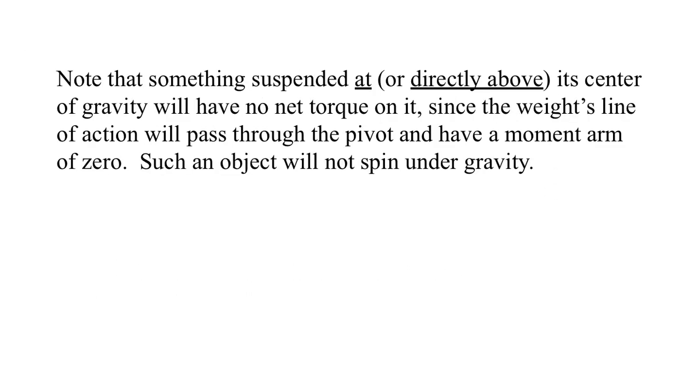Note that something suspended at, or directly above, or directly below its center of gravity will have no net torque on it, since the weight's line of action will pass through the pivot and have a moment arm of 0. Such an object would not spin under gravity. So we're talking about if we had some shape like this, and we suspended it here with its center of gravity here, that would be a line of action that looks like this, and therefore the moment arm is 0, so there's no torque about that pivot point.